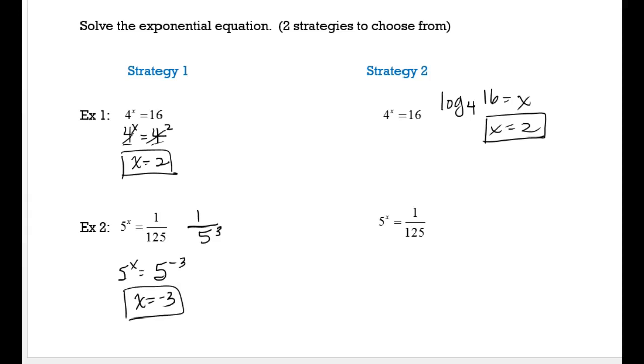Or I could rewrite this as a logarithm. So log base 5 of 125 equals x. And I won't show you the calculator because you can do this in class, but when you do that, you're going to get x equals negative 3.